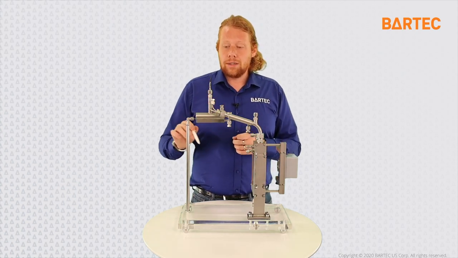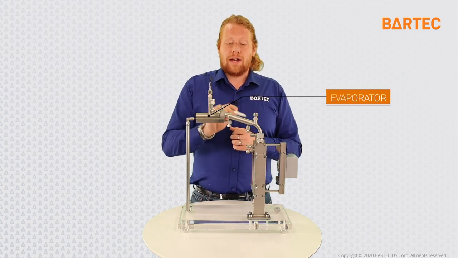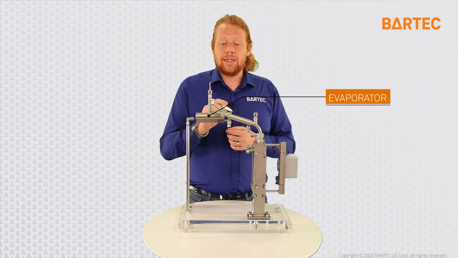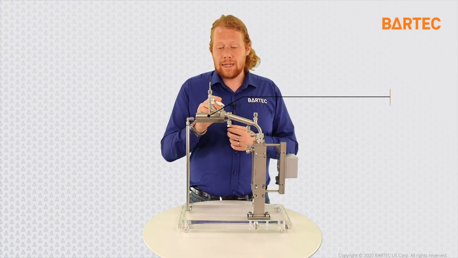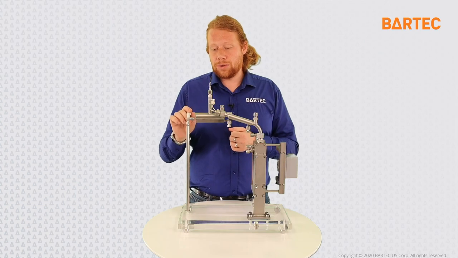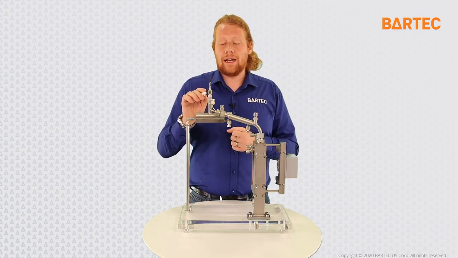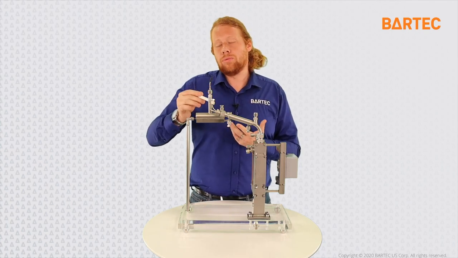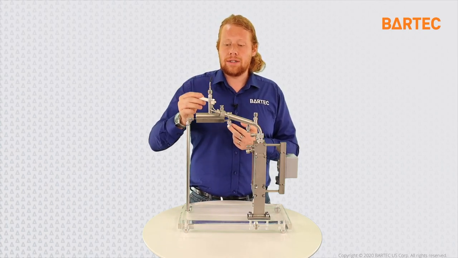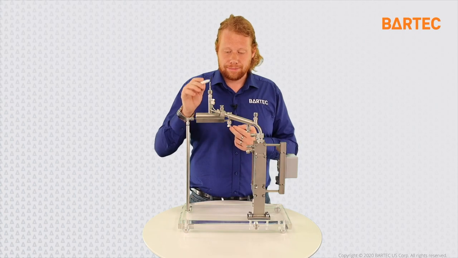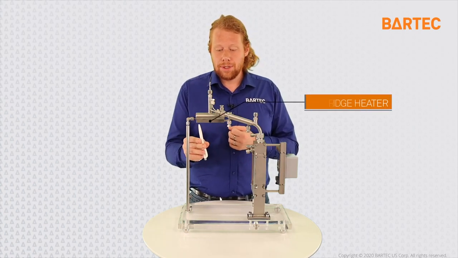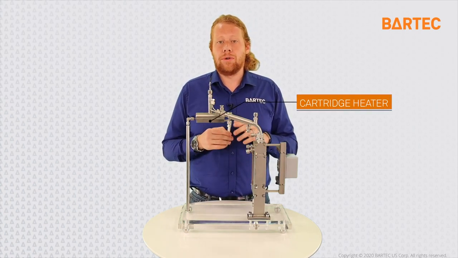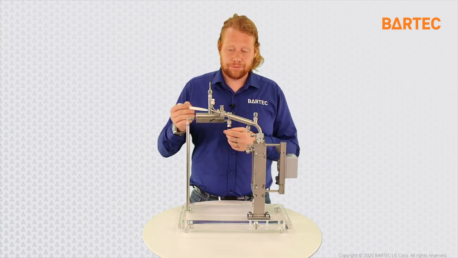So here we have the evaporator. The evaporator has two inlets, nitrogen and sample, and two outlets, the drain, and at the top, we have the gas phase outlet with a temperature sensor right on top of the outlet. Here at the bottom, we can see a cartridge heater, which is used to heat up the sample.